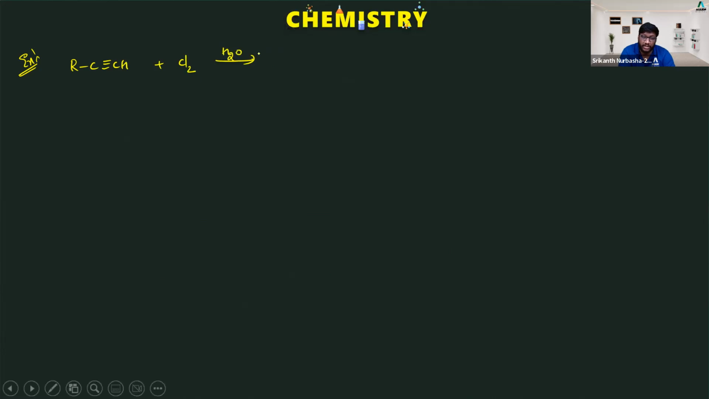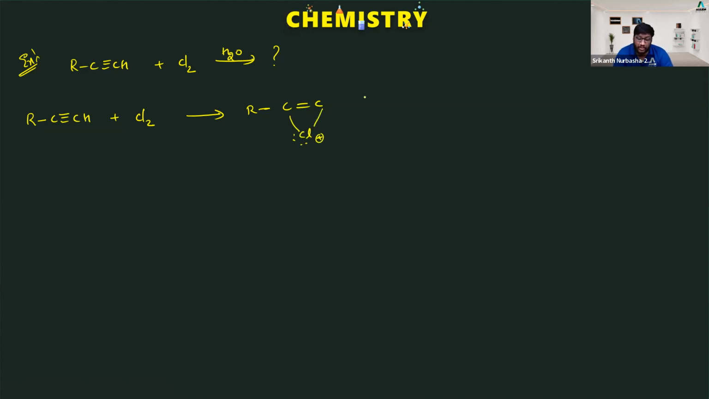What happens? The first step is going to be the same. RC triple bond CH, where R is any alkyl group, is going to be attacked by the Cl2 molecule. Although Cl2 is a non-polar molecule, it will form a 3-member ring. Because the pi electron density is attacking chlorine, you will get Cl plus, RC double bond C, and you will get a 3-member ring in this fashion.